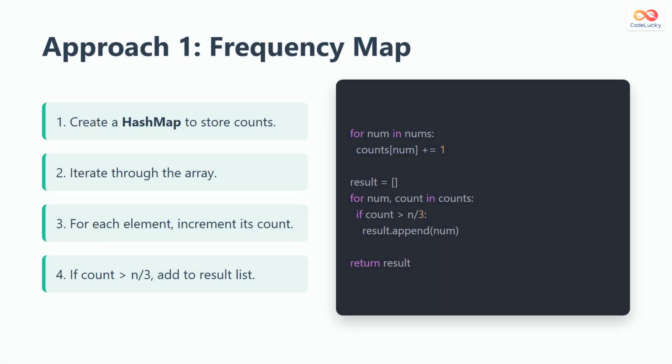The most intuitive way to solve this is using a frequency map or a hash map. The logic is straightforward. We create a map to store how many times each number appears. We iterate through the array, counting each number. Finally, we check which numbers have a count greater than our threshold and add them to our result list.